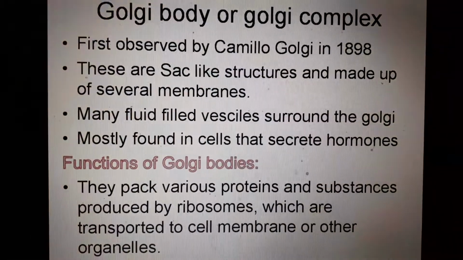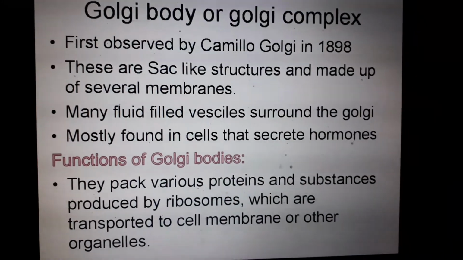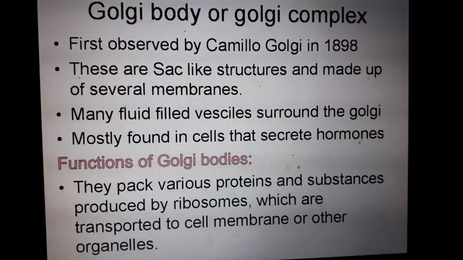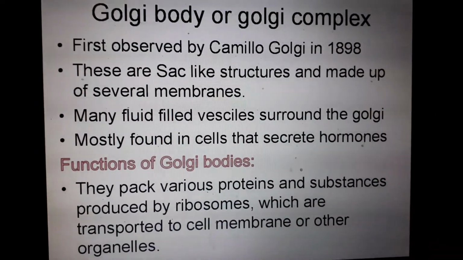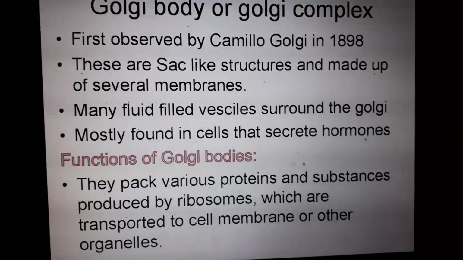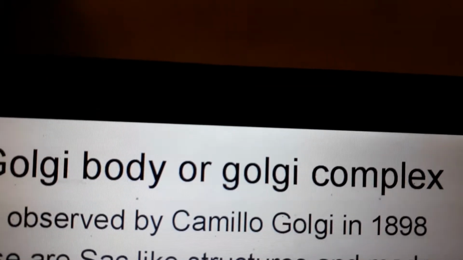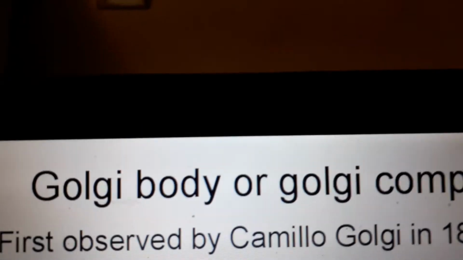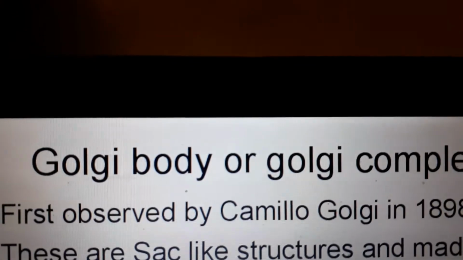So this is how the Golgi bodies or the Golgi apparatus looks under a microscope. So what are Golgi bodies? They were first observed by a scientist called Camillo Golgi in 1898. He observed them for the first time under a microscope, and hence he named these structures Golgi bodies.